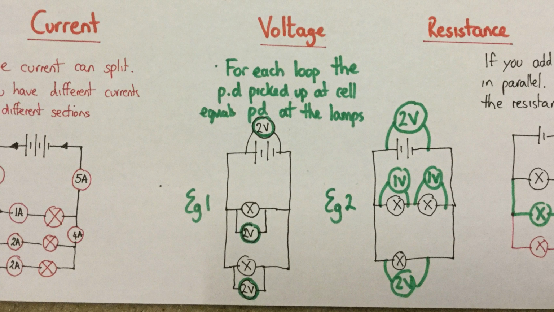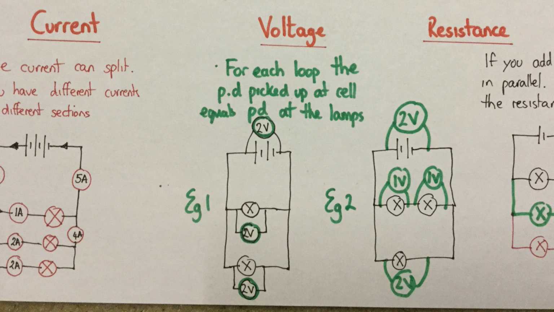In voltage, what you need to know is that whenever the electrons go to the battery and pick up voltage, say 2 volts, they must expend it in their journey around the circuit. So if one of them goes around, say, the top loop there, it picks up 2 volts and drops off 2 volts at that lamp. But if some electrons follow the bottom loop, and of course if it picks up 2 volts at the top, it must also spend 2 volts at the bottom.